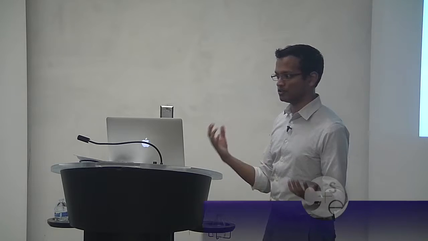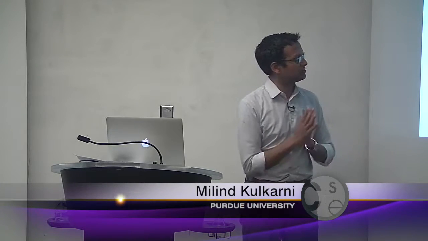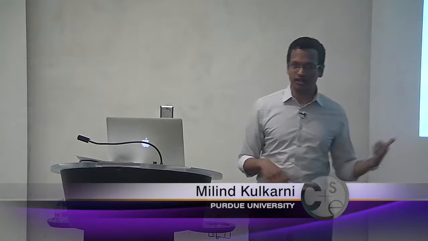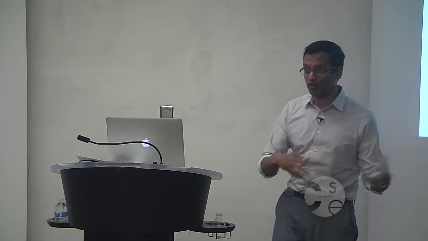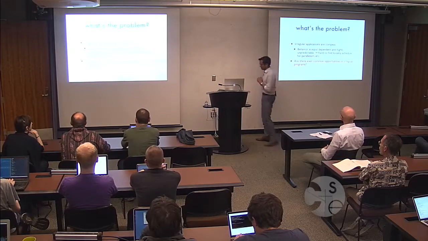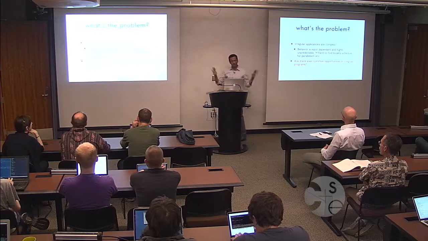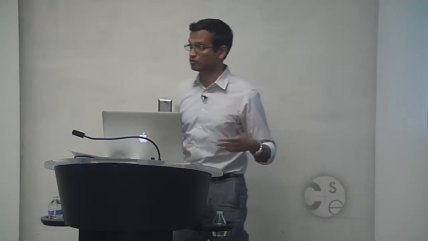You're at the mercy of your memory allocator to figure out where things in your data structure happen to be laid out. And that means that it can be hard to find locality, it can be hard to schedule for parallelism, it can be hard to represent other ways of executing the same program. It's just in general hard to deal with these applications. And because irregular is defined as everything that's not regular, it's not even clear that there are common opportunities, common things that we can exploit in these kinds of programs in order to improve locality, improve parallelism, etc.